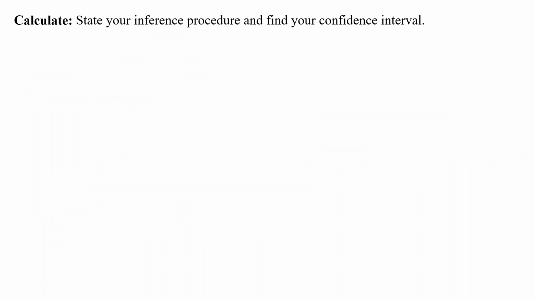And then, again, if one of them was not met, we draw attention to it, but we're still going to go on and calculate. Now, to calculate, we want to make sure we state the inference procedure and then find our confidence interval.